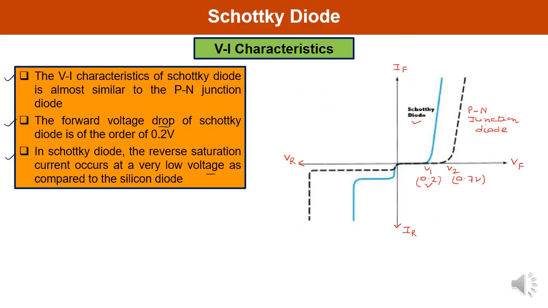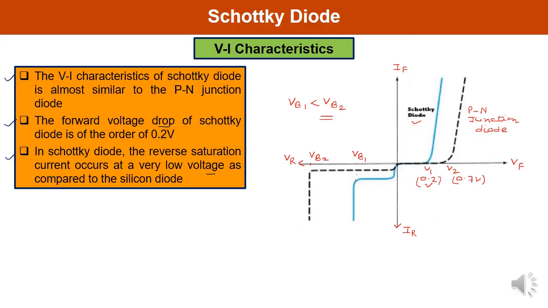And the reverse breakdown voltage of Schottky diode is less than the PN junction diode. You can see over here, this dotted one is for the PN junction diode. So VB is the breakdown voltage for the PN junction diode, but in case of Schottky diode, let us say this is VB1, VB2. VB1, which is the breakdown voltage for Schottky diode, is less than the breakdown voltage for the normal PN junction diode. And usually it is 50 volt, it has been observed in most of the cases, while it is approximately 150 volt for the PN junction diode.